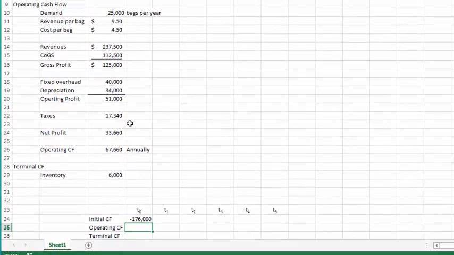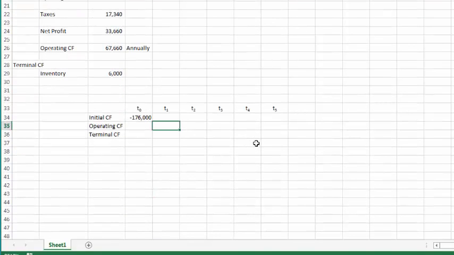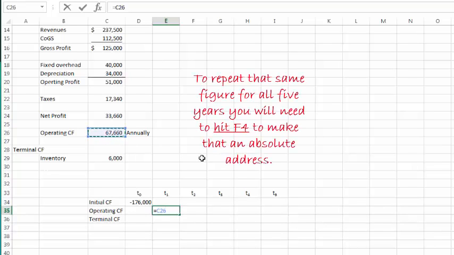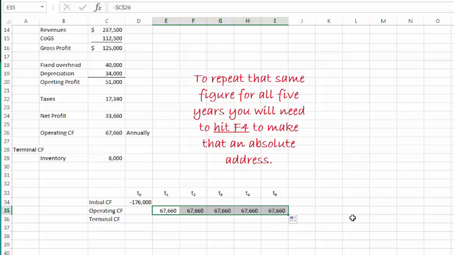The operating cash flow, I'm going to say equal 67. Whoops, I'm in the wrong column. If we remember correctly, it says that these occur T1 through Tn, so I have to be in the right column for T1. I'm going to now go up and hit the 67,660, and before I hit enter, I'm going to hit F4 because I want to copy that same number all the way across. I'm going to pull that all the way through T5 because that's what it says.